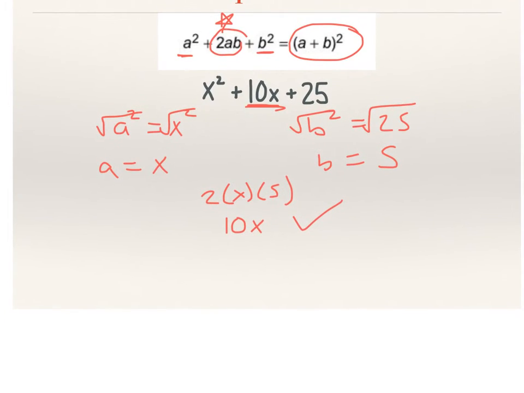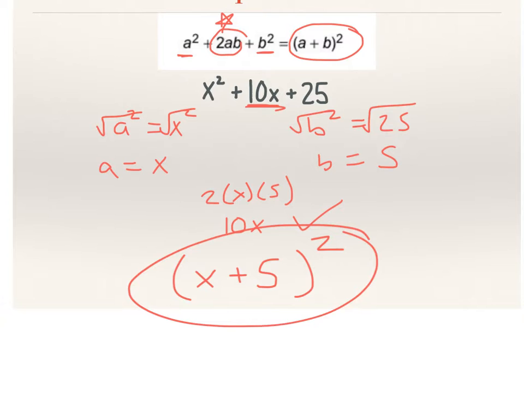So now we can use our shortcut and just plug in our a plus b. So what did we say our a was? a is x. And what's our b? 5. So our answer is going to be x plus 5 squared.